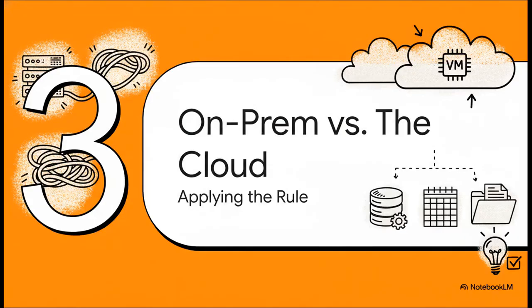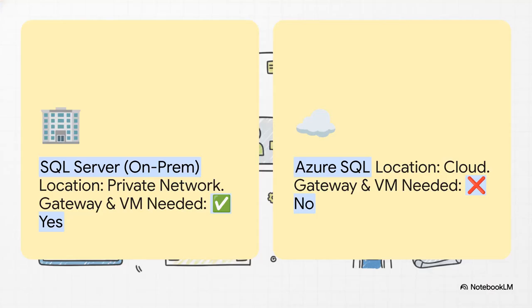Okay, so now that we know the rule, let's put it to the test. Let's look at how this applies in some real-world scenarios that you're definitely going to run into. We'll check out the 3 most common data sources and see when a VM becomes mandatory. First up, databases. Let's say you've got a traditional SQL server sitting in your data center. That's on-prem, it's in a private network. So you need a gateway, which means you absolutely need a VM. But if you're using Azure SQL, which already lives in the cloud, Power BI can talk to it directly. No gateway, and therefore, no VM needed.